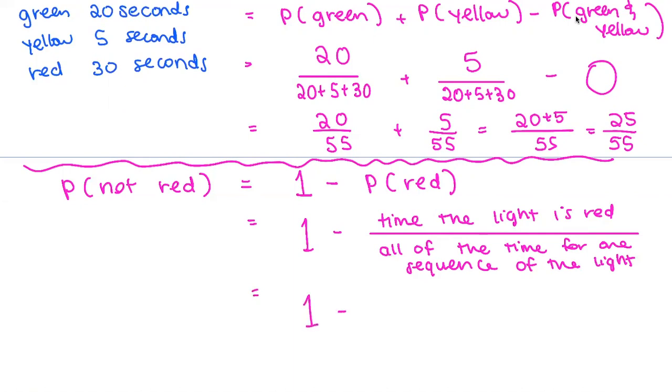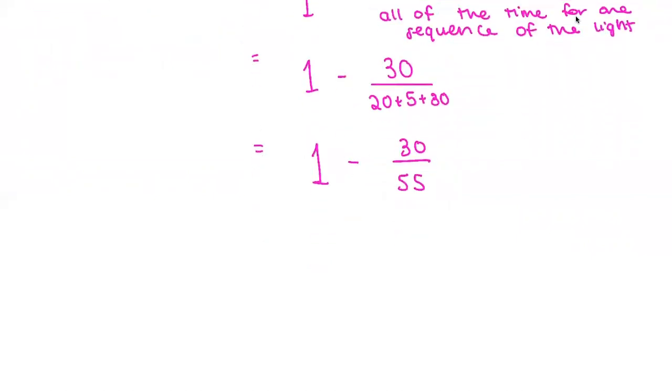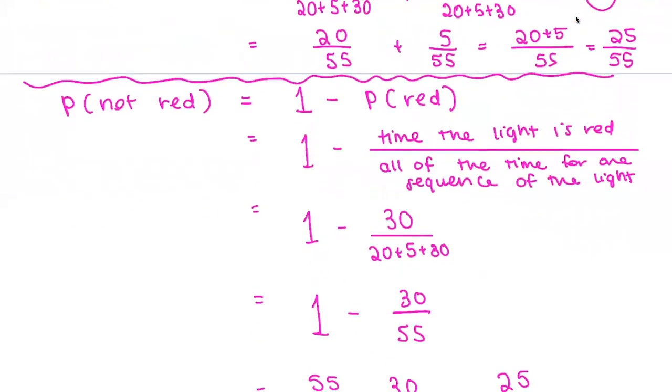I see above, red was for 30 seconds. Out of all of the time possible, well, that was the 20 seconds for green, or the 5 seconds for yellow, or the 30 seconds for red. And that's the only color options we have going on. So we're going to get 1 minus 30 over 55. 1 is the same as 55 55ths minus 30 55ths, which is equal to 25 55ths. That's the 20 seconds for green and the 5 seconds for yellow. And in fact, they both match.